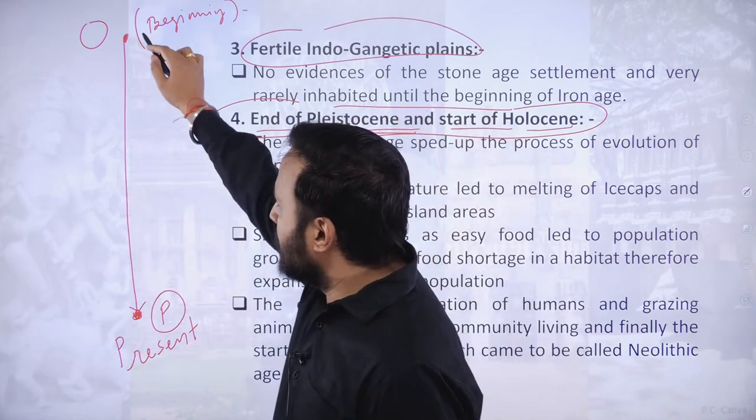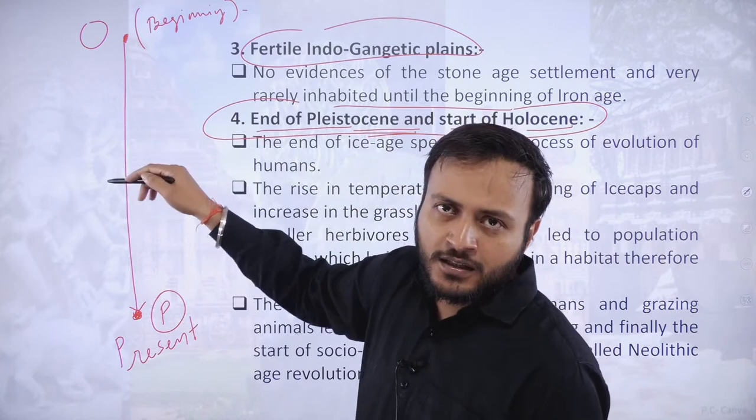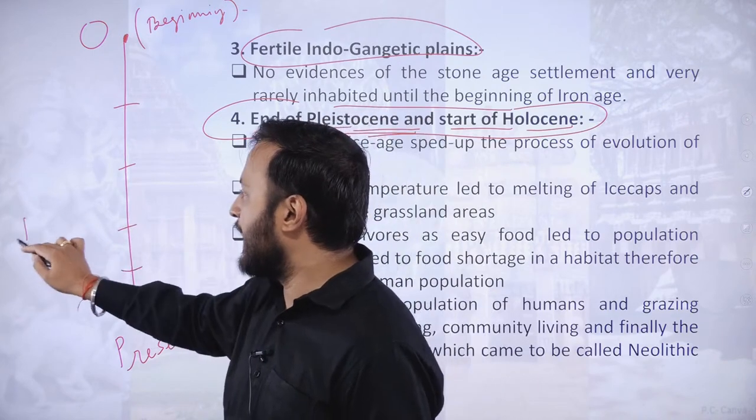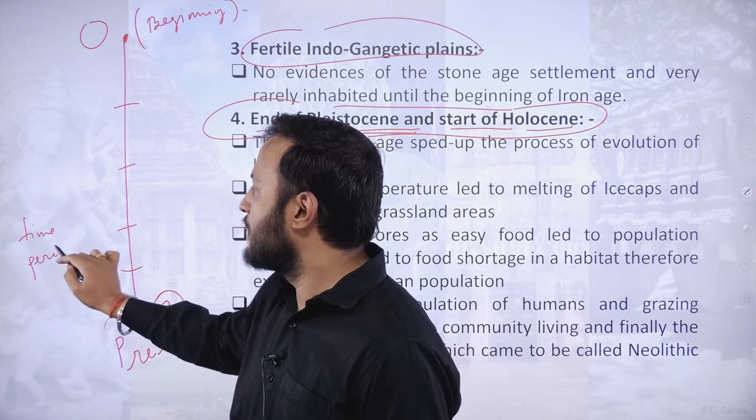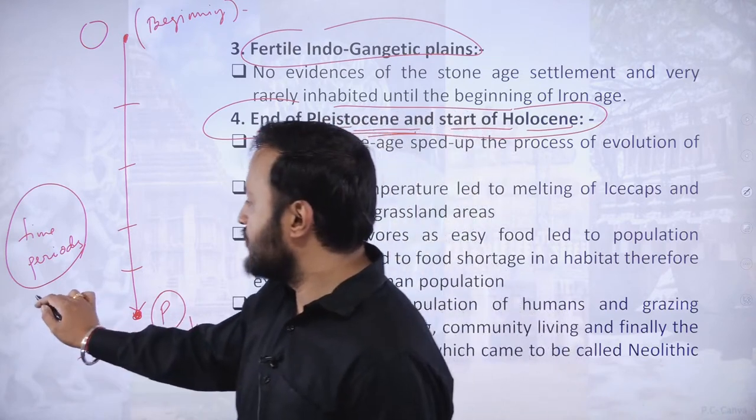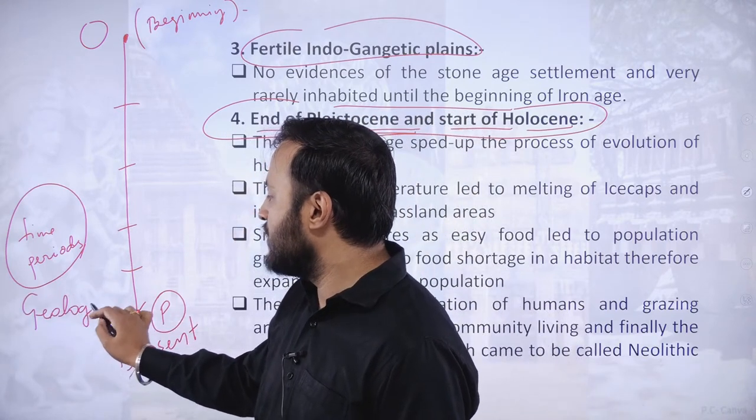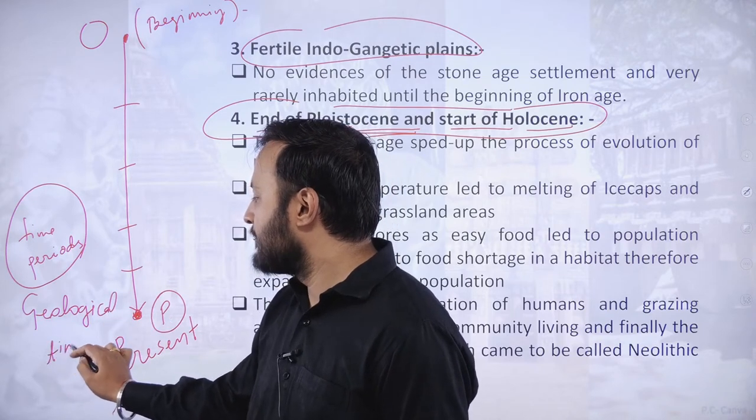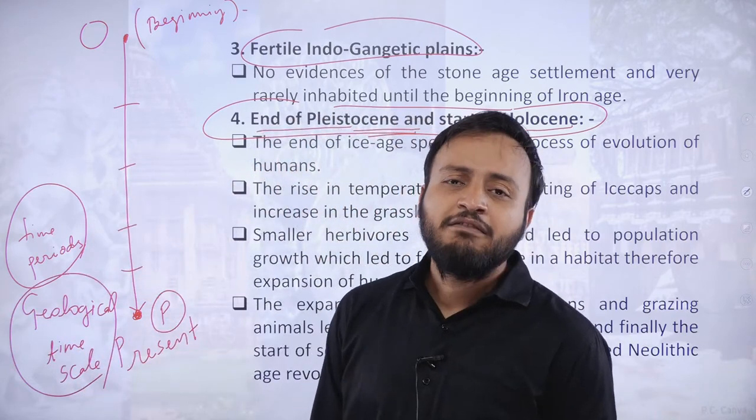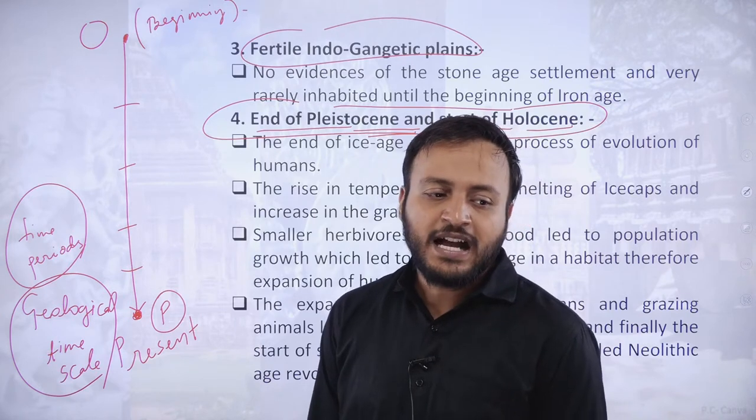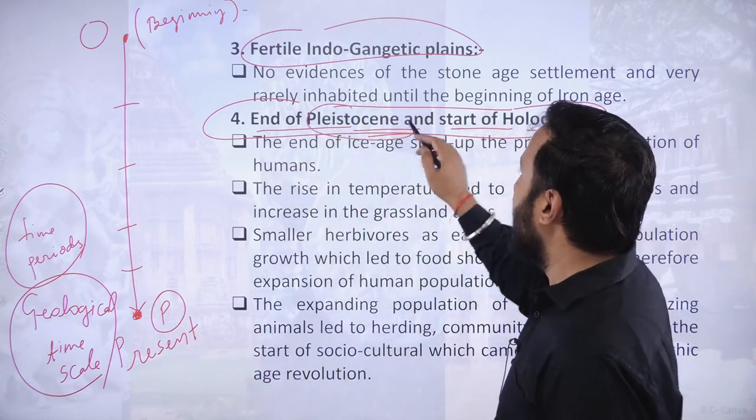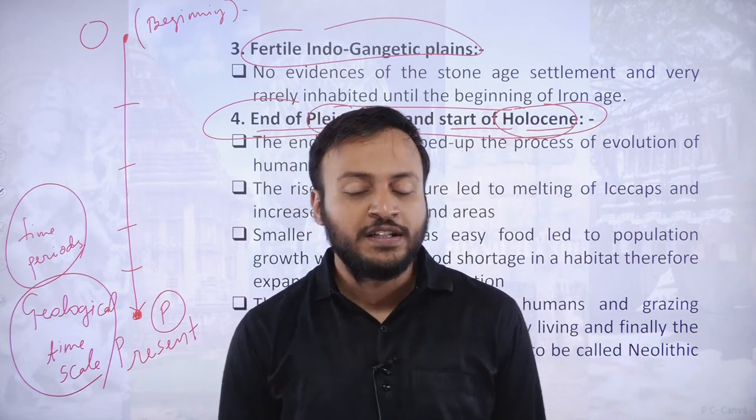we can categorize the complete time duration of the life of the earth into different time periods. These time periods are called the geological time scale. So in this geological time scale, the very last time scale is the Pleistocene and Holocene.